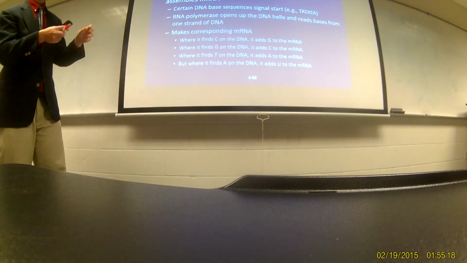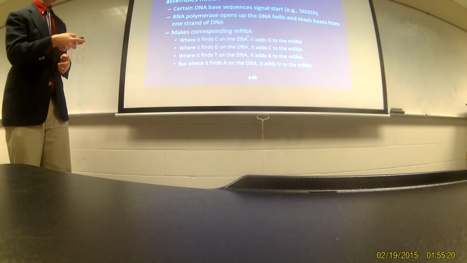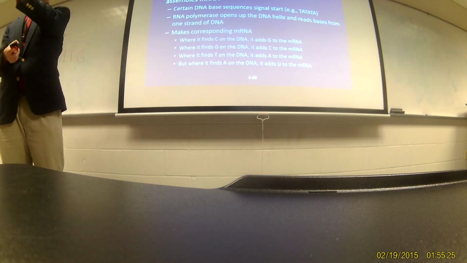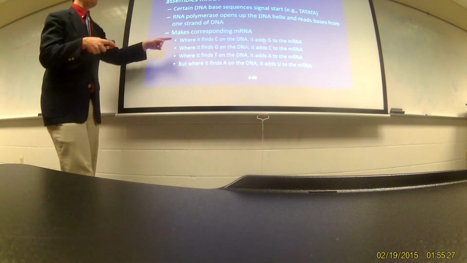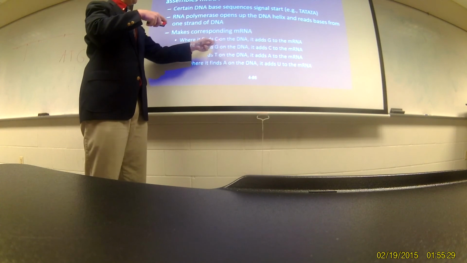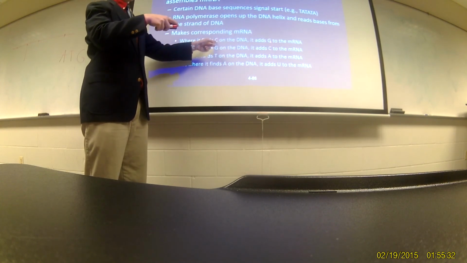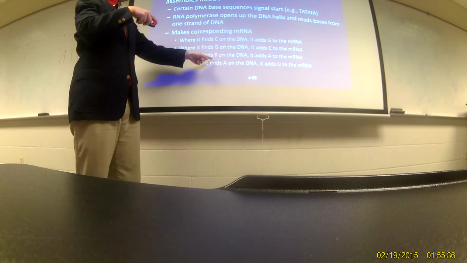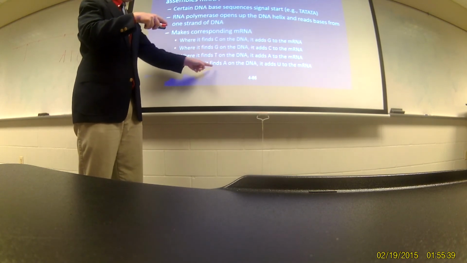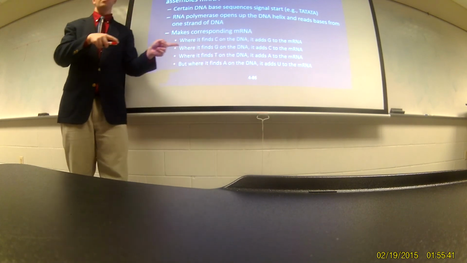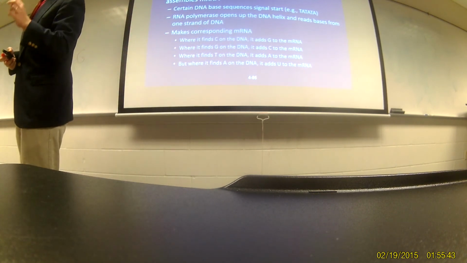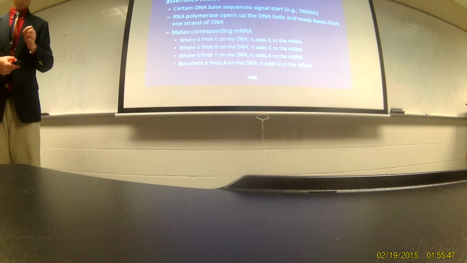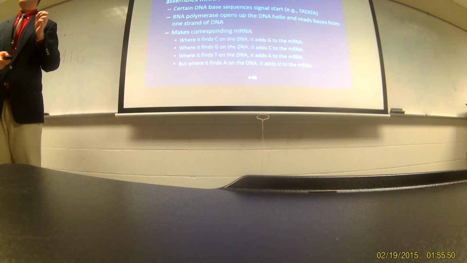Once it binds, it's going to unwind that DNA helix, and it's going to read the bases as it goes. And as it goes, it's going to make the mRNA. If it sees a G, it's going to put a C in the mRNA. If it sees a C, it'll make a G. If it sees a T, it'll put an A. But if it sees an A, it's going to put a U. DNA has T for thymidine. RNA has U for uracil.